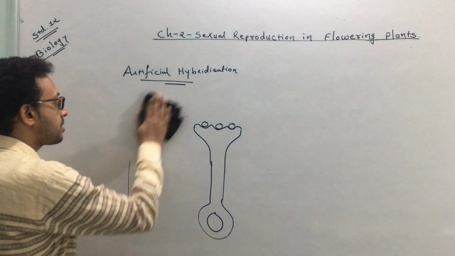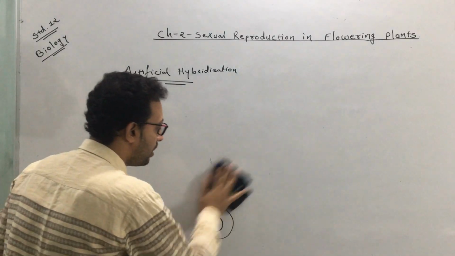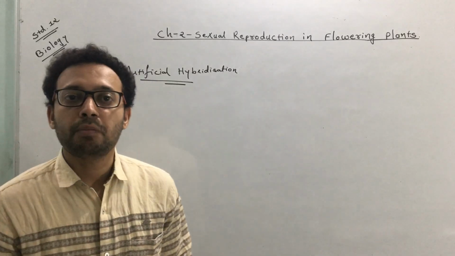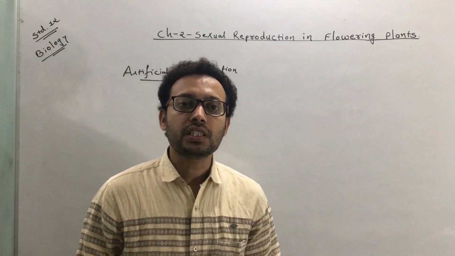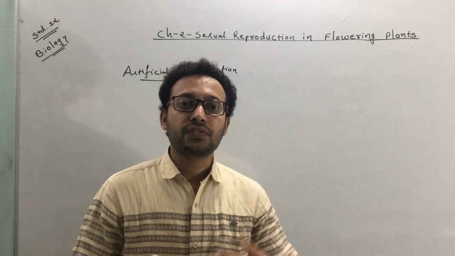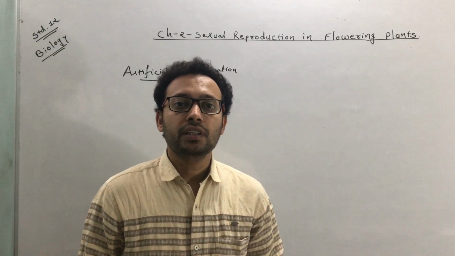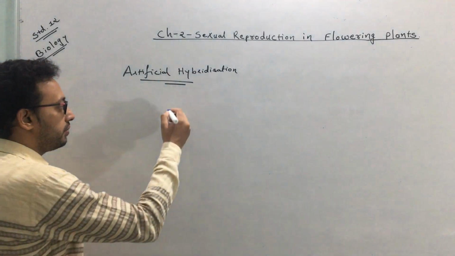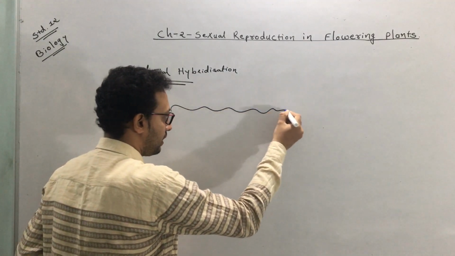So how does it occur in artificial hybridization? You know that there are two varieties of plant or flower. One is a bisexual flower and the second one is called a unisexual flower. Let us first discuss how we perform artificial hybridization in a bisexual flower. So assume that this is a bisexual flower.